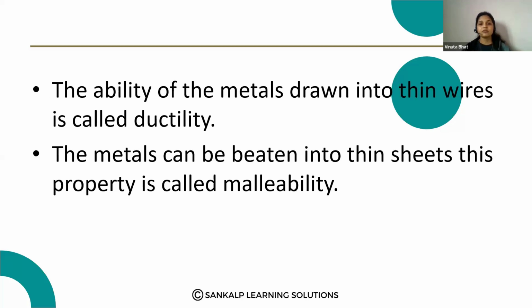The ability of metals to be drawn into thin wires is called ductility. Metals that can be beaten into thin sheets, this property is called malleability. The metals can be beaten into thin sheets, so that is called the malleability of the metals.